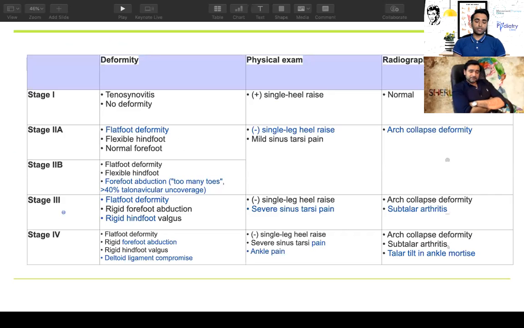So stages. Stage 1, tenosynovitis, as you mentioned, there is inflammation of the tendon sheath, but you don't see any deformity associated with it. In terms of the physical examination, they can do a single heel raise, but they can have a bit of pain with it.